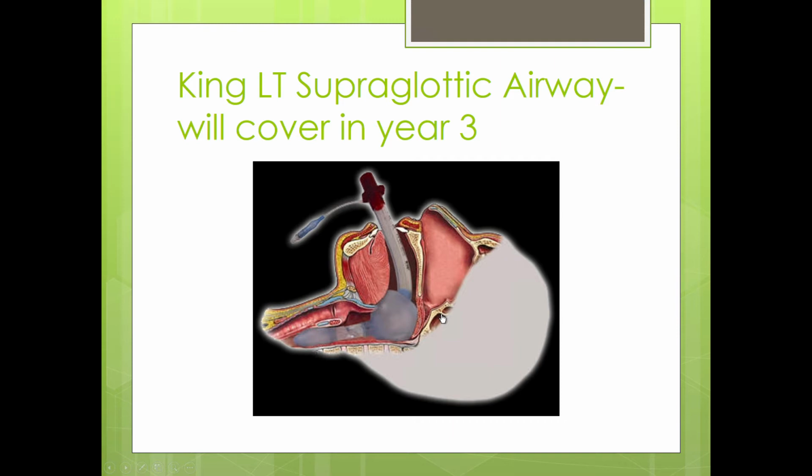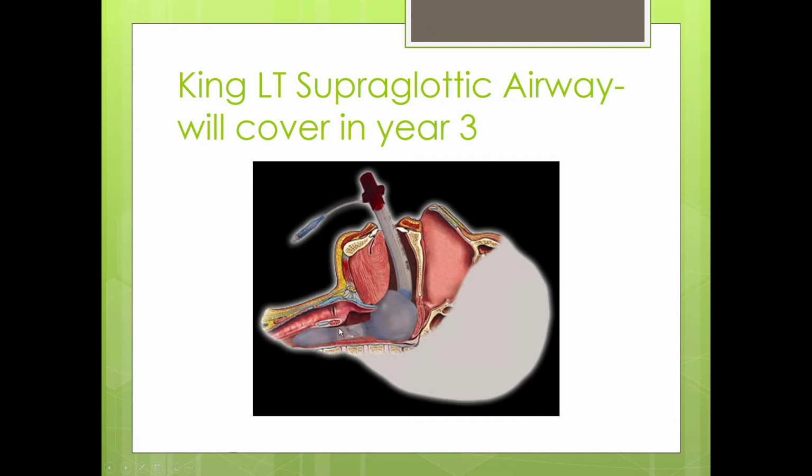Another tube that was used, not as much anymore, is called a King tube. It's a supraglottic airway. Again, we'll talk about this in year 3. This is put in emergency situations where you lose the airway. What it does is it has a balloon that actually tamponades off the esophagus. You can see the esophagus here.